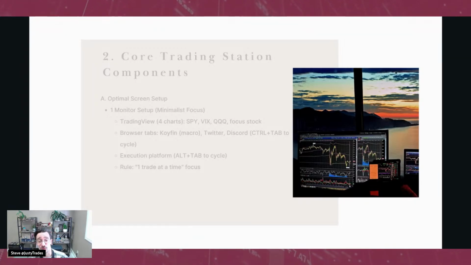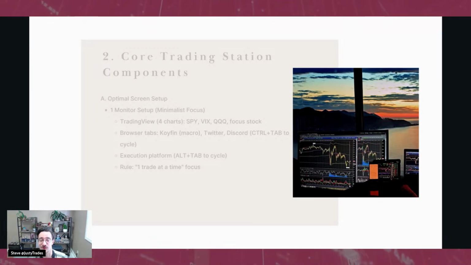So if you do have one monitor, I've been there, it's totally doable. TradingView with 4 charts ideally, but you could also just do 2, SPY and VIX. You can have multiple tabs, and then you can use Control Tab to cycle through those tabs really fast. Doing this, you can quickly check the indexes, then switch back to your focus stocks, and you can do this all from one monitor.